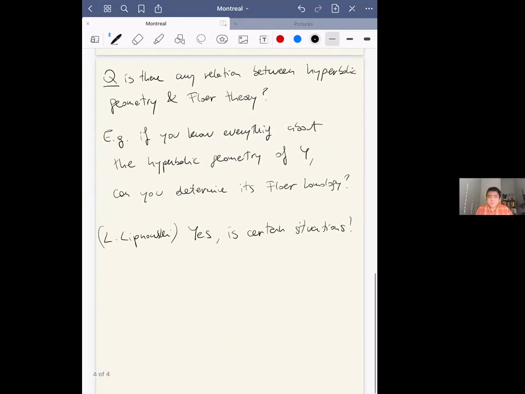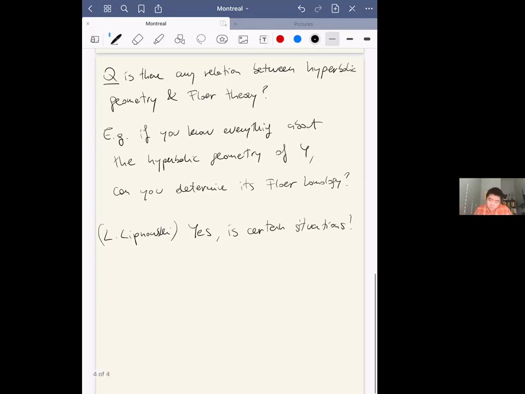Okay. In the way that if you tell us everything about hyperbolic geometry of some manifolds, we can tell you stuff about the Floer homology of the manifold without knowing much more about the manifold. Just the hyperbolic geometry. And it works in practice too. So we have concrete examples, which are methods to compute Floer homology starting from the hyperbolic geometry.